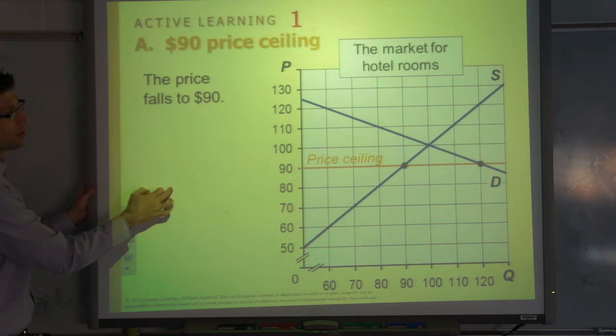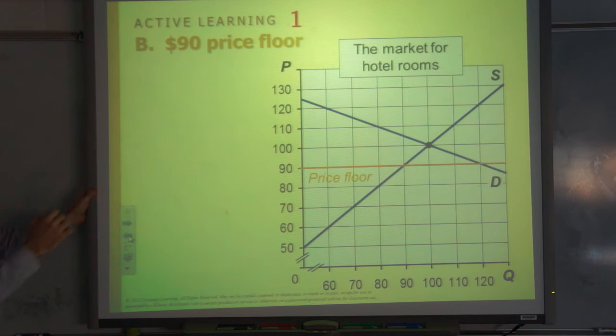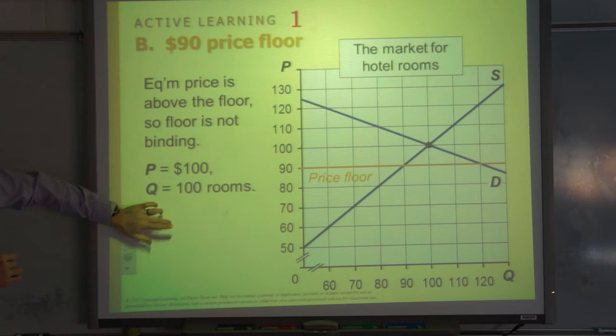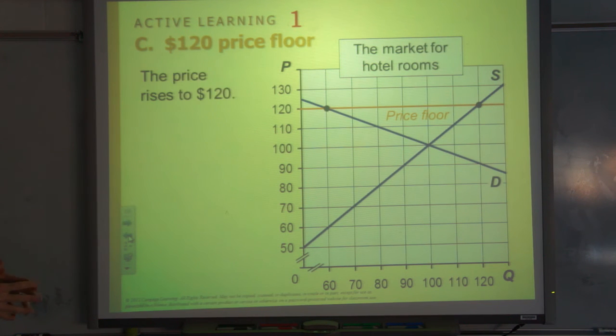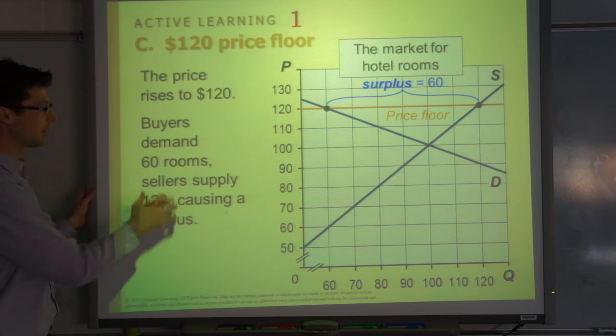So let's check our work. We have $90 as our price ceiling. We have a shortage. We're going to see impact on this. If we have a price floor at $90, it is going to be ineffective. It's not binding. If we have 120, buyers demand 60 rooms, sellers supply 120, we have a significant surplus.